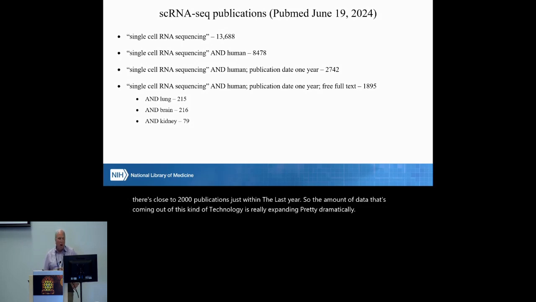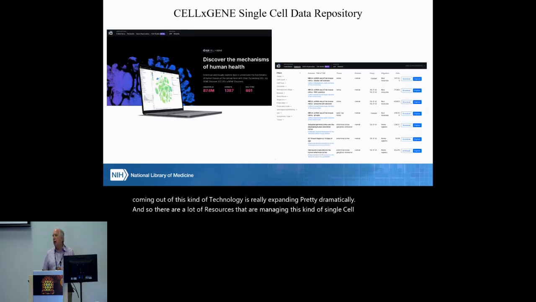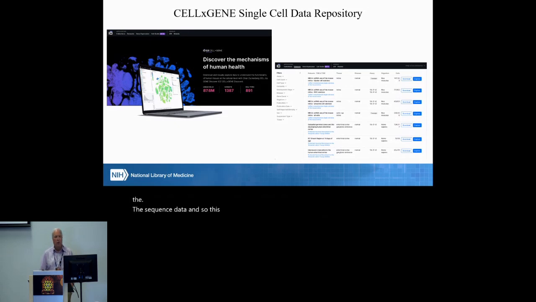And so there are a lot of resources that are managing this kind of single cell data. The Sequence Read Archive that I mentioned earlier is one place where you can get access to the primary read level data. But then there are also other repositories like the CELLxGENE single cell data repository that's been developed through the Chan Zuckerberg Initiative that is managing some of the processed data that derives from the analysis and processing of the sequence data. And so this is a really valuable resource if you're interested in starting out with an expression matrix as your starting point for analysis.